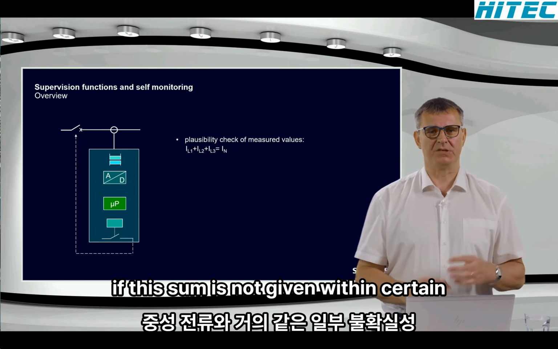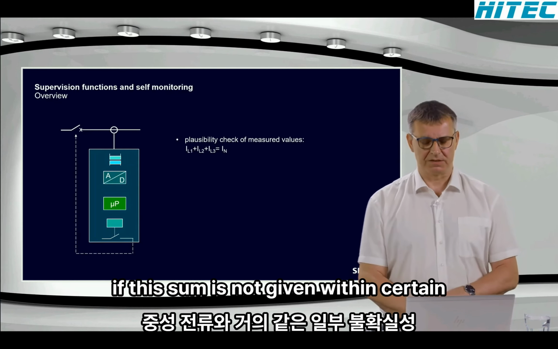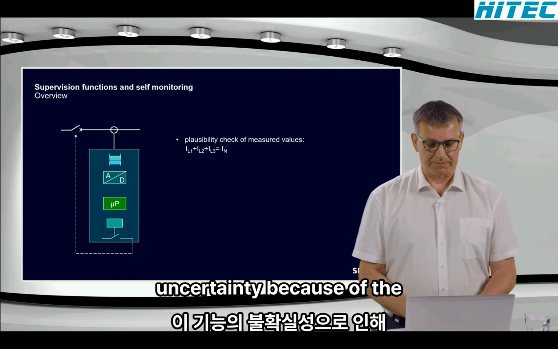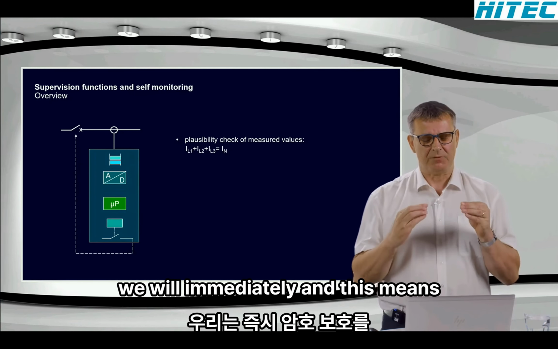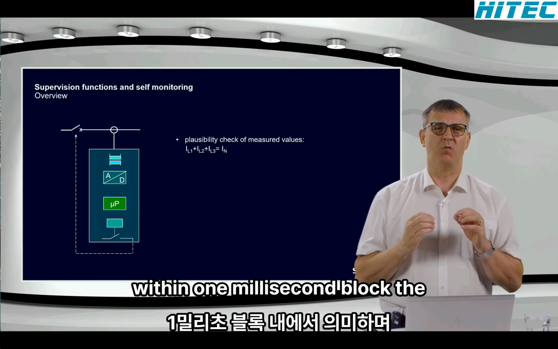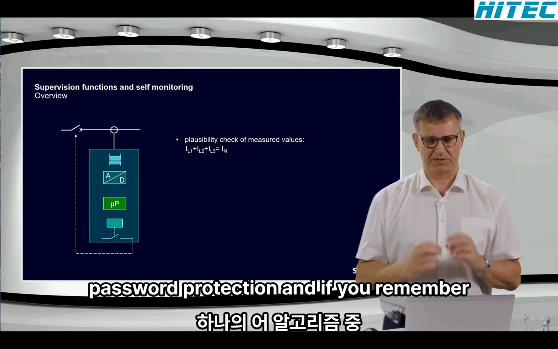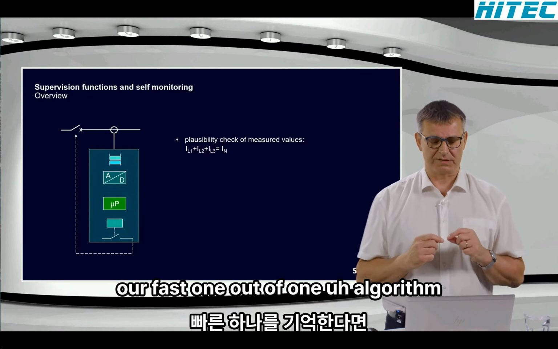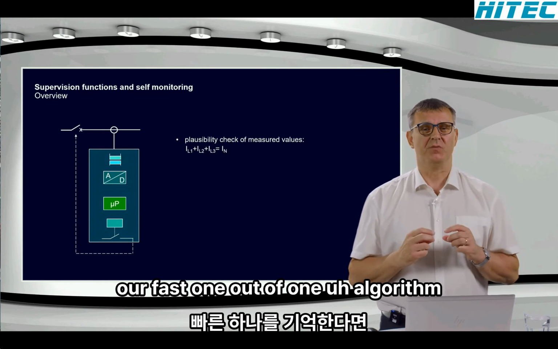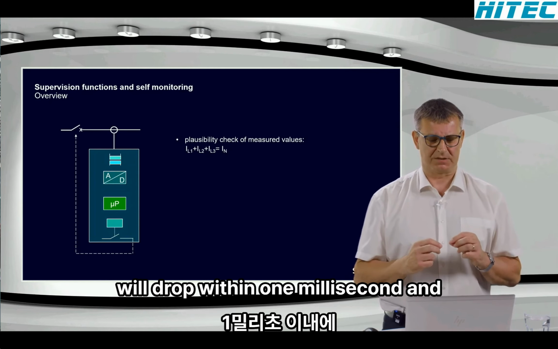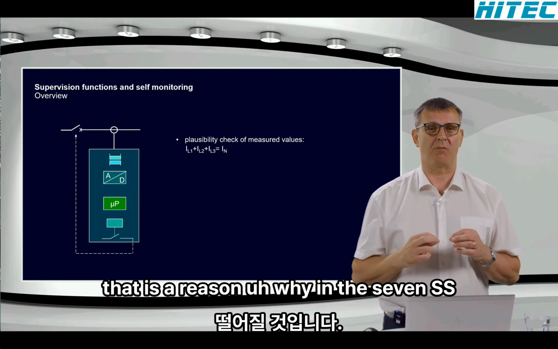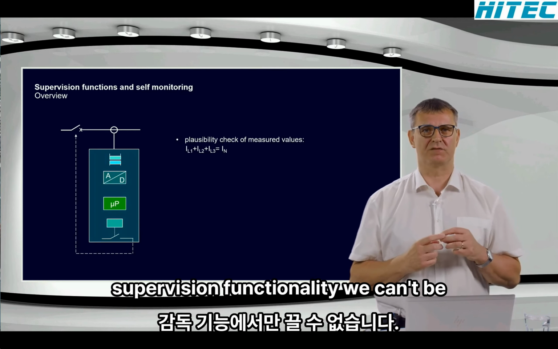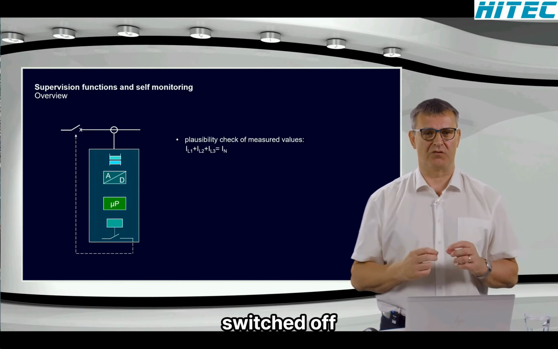If this sum is not given within a certain uncertainty, then we will immediately, and this means within 1 millisecond, block the busbar differential protection. And if you remember, our fast 1 out of 1 algorithm will trip within 1 millisecond. And that is the reason why in the 7SS85, and only in the 7SS85, this supervision functionality can't be switched off.